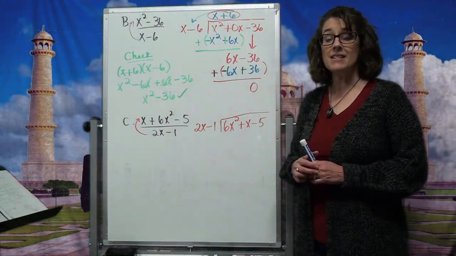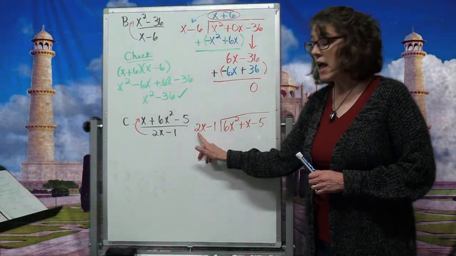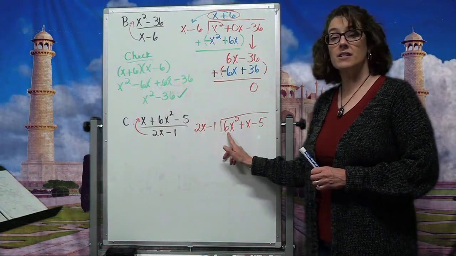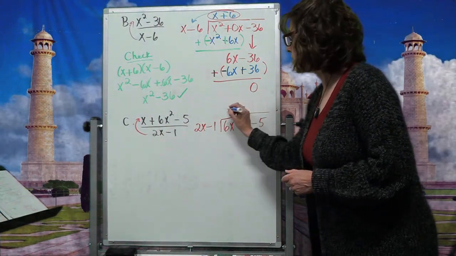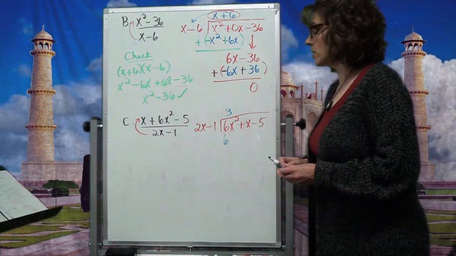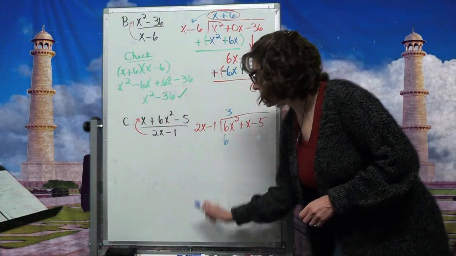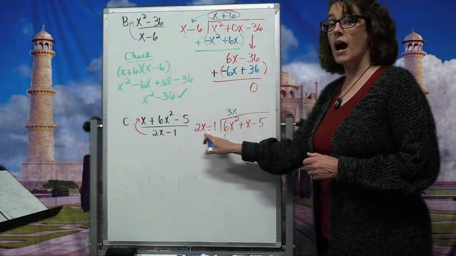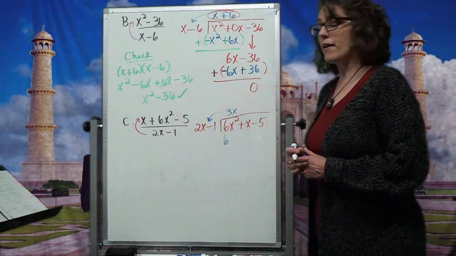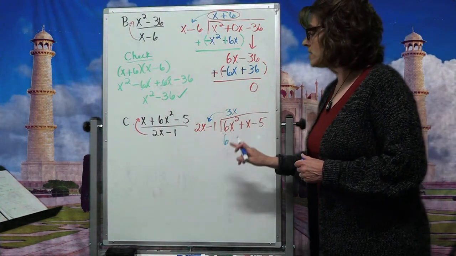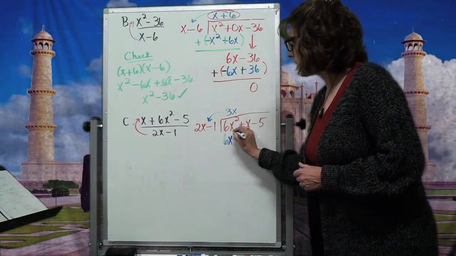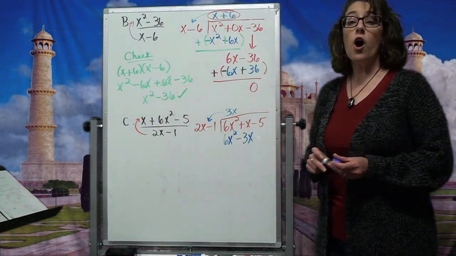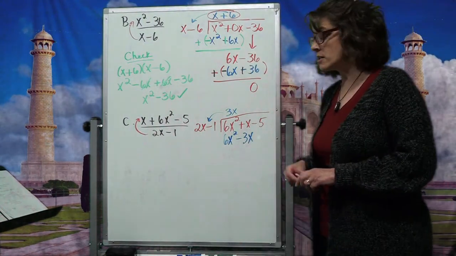So recall what that means is I'm going to take my first term here and I'm going to ask myself, what would I multiply to a 2x to create a 6x squared? Well, 2 times 3 will definitely create a 6. That's pretty good. But what would I multiply to this x to create an x squared? That would be an x. So I'm going to multiply this entire binomial, all of it, by a 3x. So 3 times 2 is 6, x times x is x squared, and now 3x times negative 1 is a negative 3x. And recall at this point now I'm ready to do that subtraction.